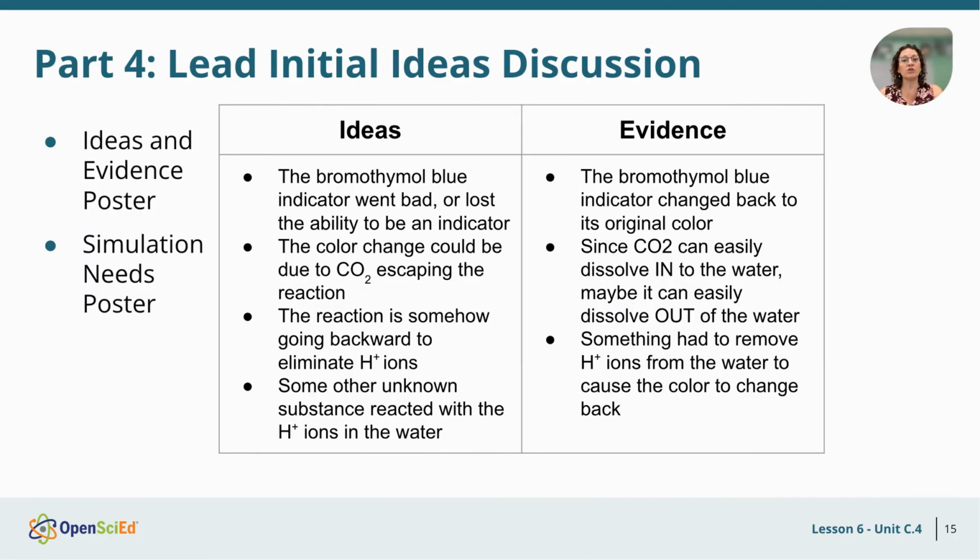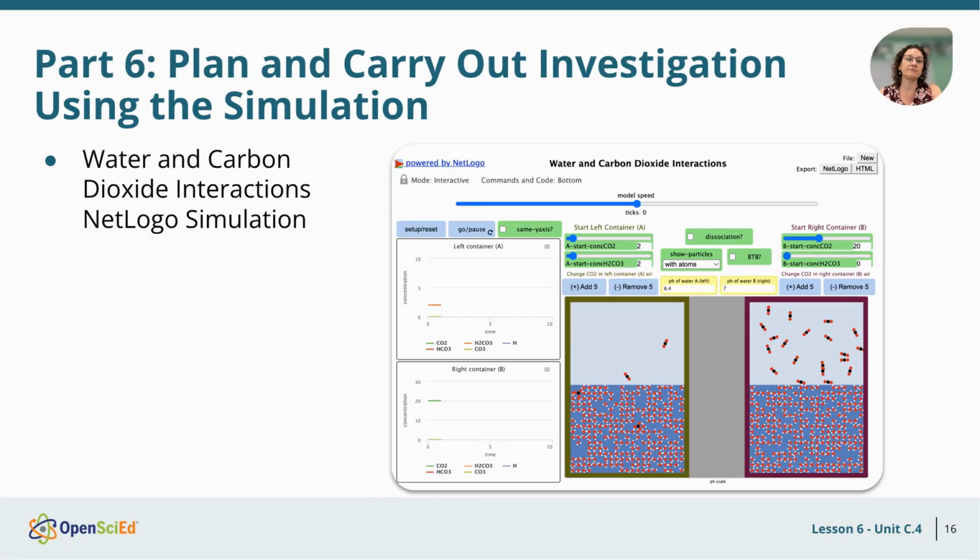You'll document your students' ideas for simulation needs on a poster as they brainstorm what features they think could be beneficial. And then here is the NetLogo simulation that you'll be using in part 5. They'll get to explore the features and confirm it does fulfill the ideas that they previously had brainstormed. In part 6, your students will plan and carry out an investigation using this simulation.